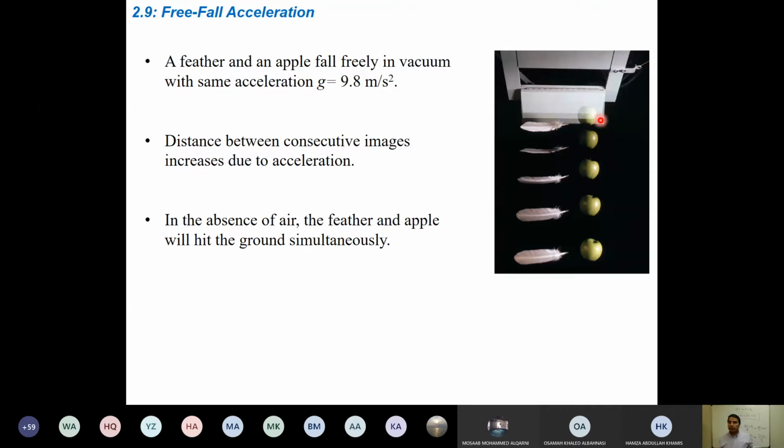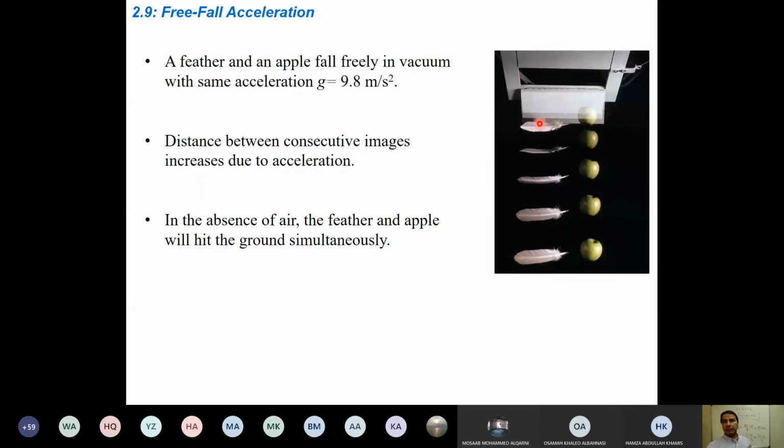But when you do this in a vacuum, where there is no air inside, and you release a feather and an apple, both of them will hit the ground simultaneously. Okay, so that's one thing. Both of them are accelerated by the same amount, that is 9.8.